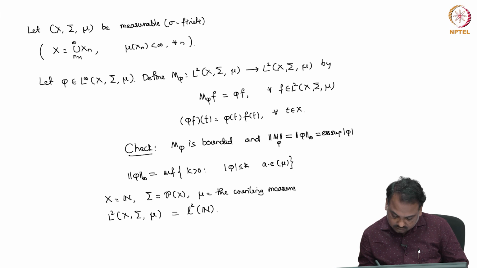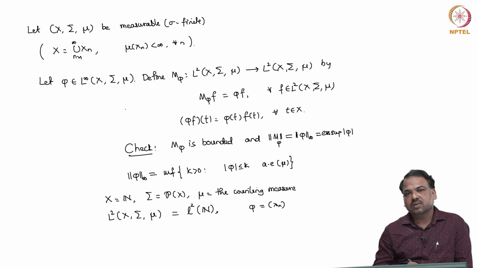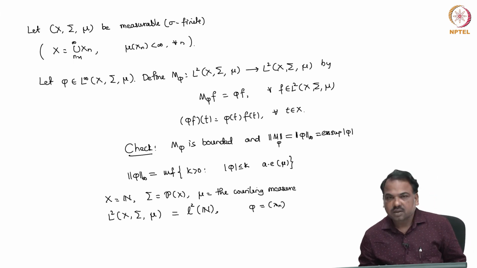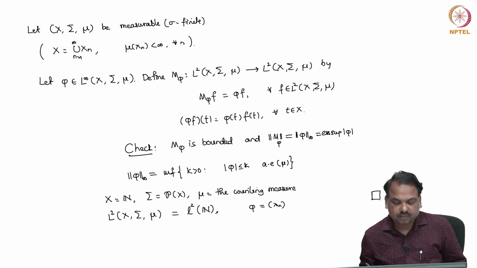And phi, whatever we have taken, is replaced by the sequence lambda n. That means this generalized example is a generalization of the earlier example that we discussed on small l2. We have taken lambda n in l infinity and defined a multiplication operator, a diagonal operator with the diagonal entries lambda 1, lambda 2, and so on. So that is exactly what we can treat as a multiplication operator, a particular case of the multiplication operator that we have discussed now. Thank you.